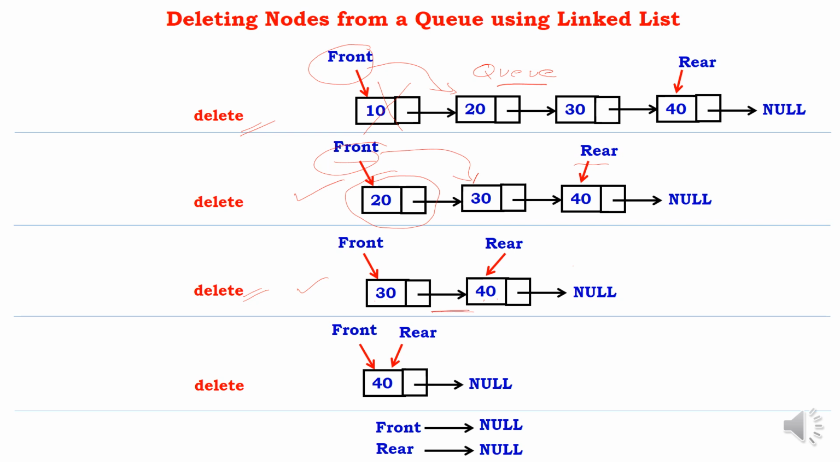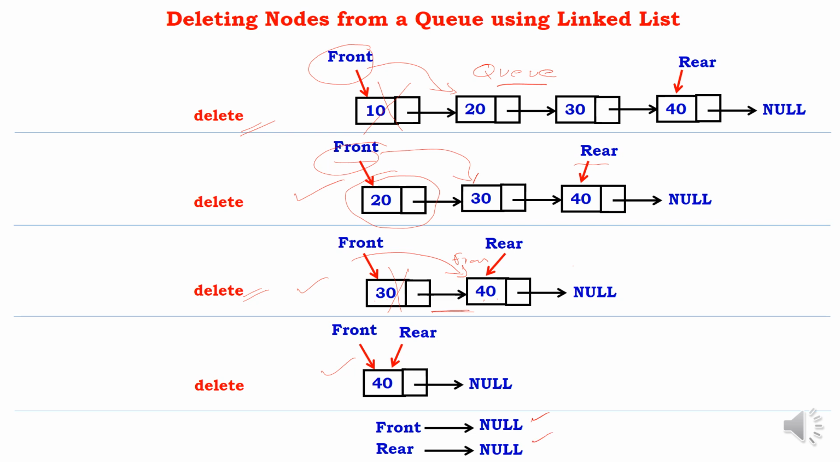When there are two nodes, if you delete a node, suppose you delete 30 and move front to the next node, so front is pointing to 40, and rear is also pointing to 40. So it is a linked list consisting of one node. Now you want to delete that node also. After deleting this node, front and rear become null.